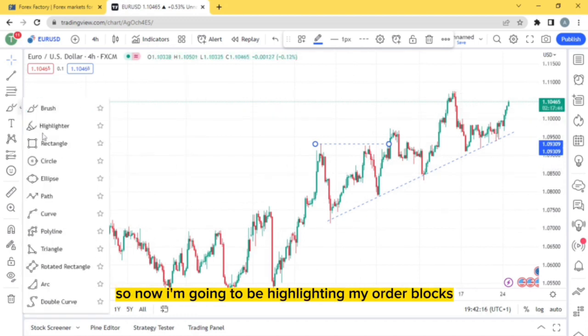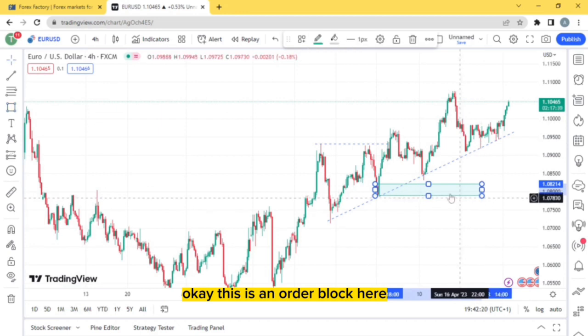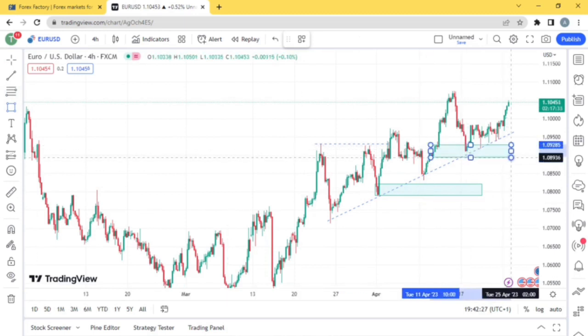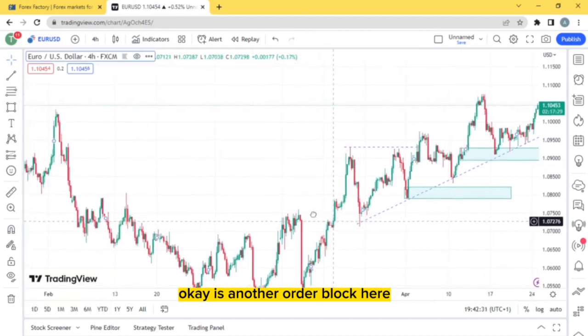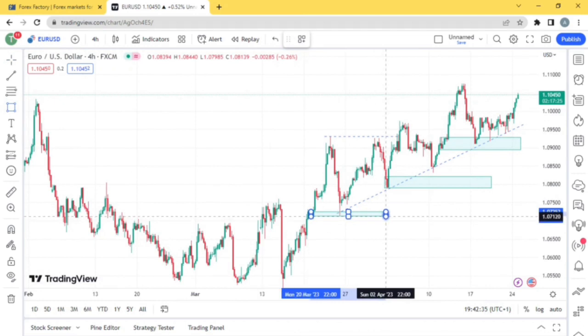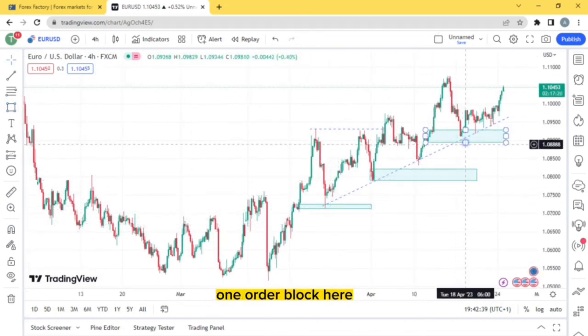So now I'm going to be highlighting my order blocks. Okay, this is an order block here. Yeah, broke structure to the upside. This is another order block here, broke structure to the upside. Okay, this is another order block here. I know this is the inside, but this is okay. This is another order block. So I've seen one order block here, another order block here, one order block here.